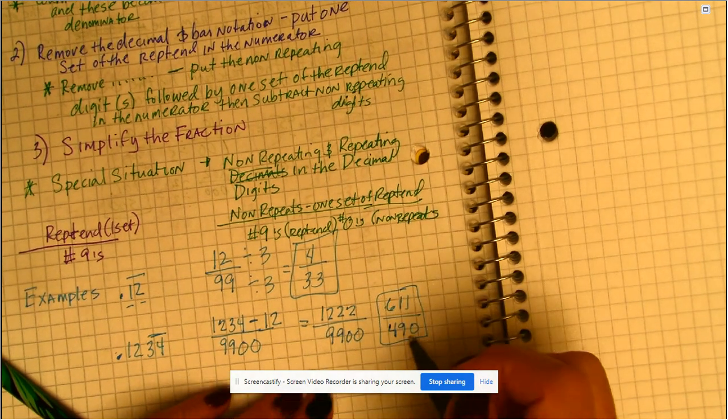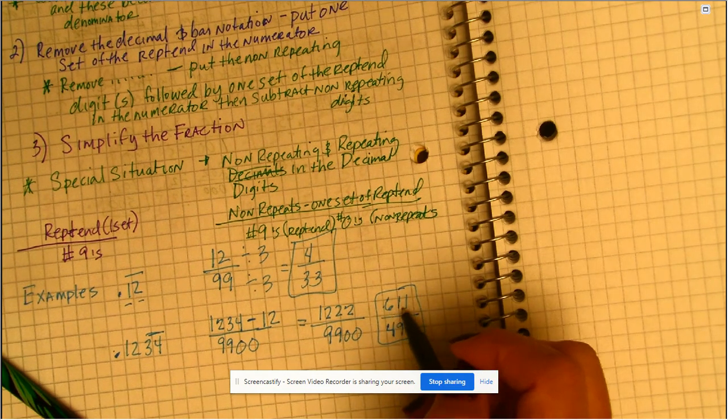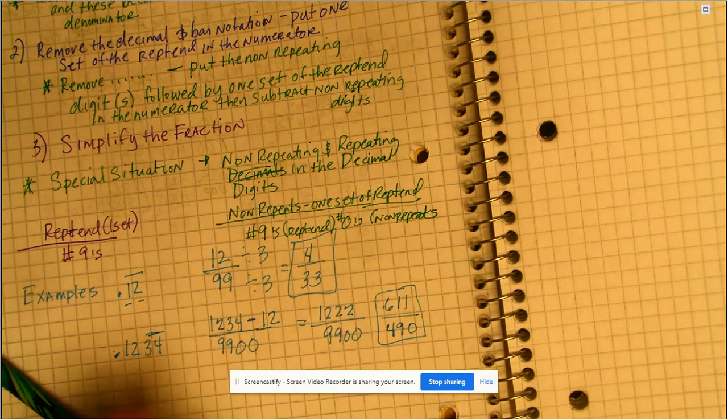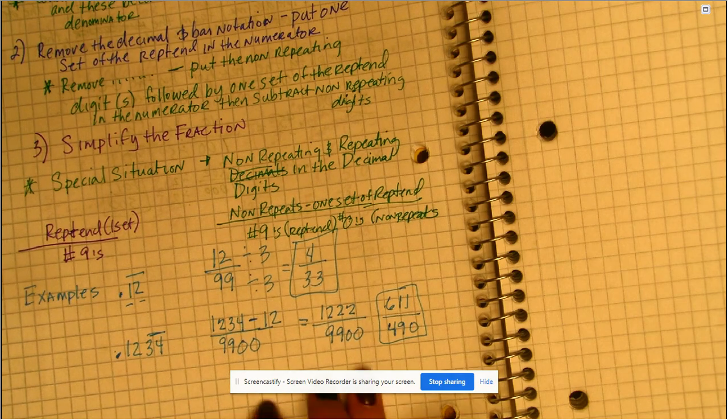So I can see 7 would probably go into here. 7 definitely wouldn't go into the top. In fact, I can just see that it's not divisible by 3. So that's as far as I can go. 611 over 490. Now let's quickly do the proofs on page 6.